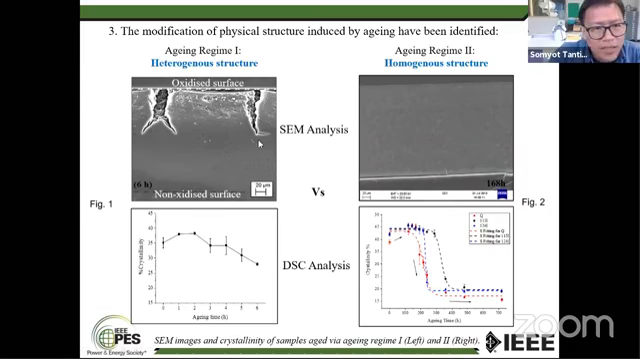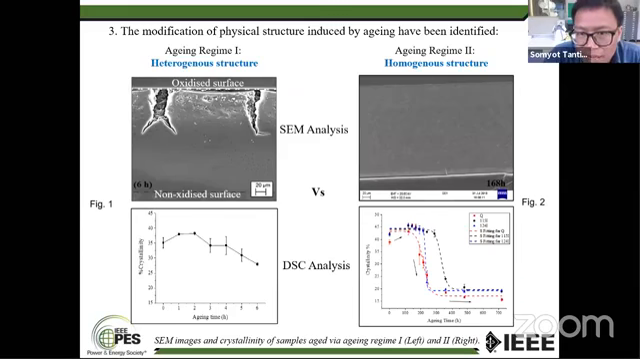This scanning electron microscope figure shows the inhomogeneous structure of the sample that's subject to non-uniform aging. You could see the oxidized surface become cracked because of the high oxidation.